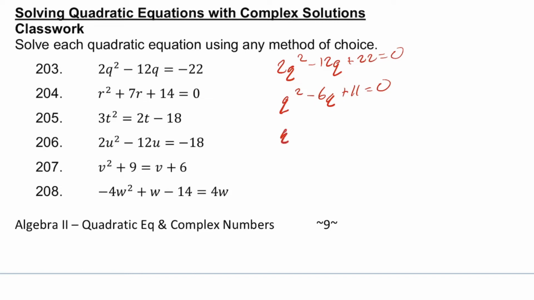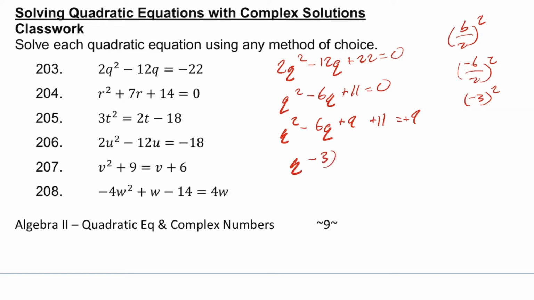So we have q squared minus 6q plus 9 plus 11 equals 9. I added 9 to both sides because that's b over 2 squared, and plugging in negative 6 over 2 squared, that's negative 3 squared. So then we can factor that to q minus 3 squared, plus 11 equals 9. Then we have q minus 3 squared is equal to negative 2.